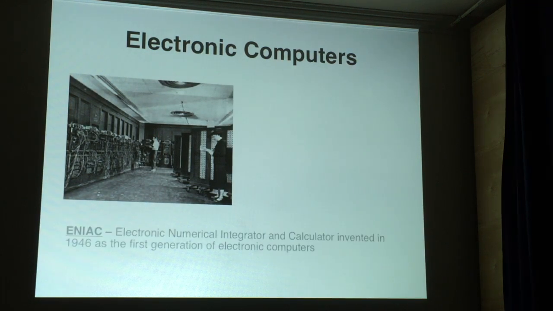Now the first computer was called an ENIAC, which stood for Electronic Numerical Integrator and Calculator. This is the first computer that was created. It was invented in 1946, so you can mark that as the date the first computers were made. So it was exactly 70 years ago that this first generation of electronic computers came into being.